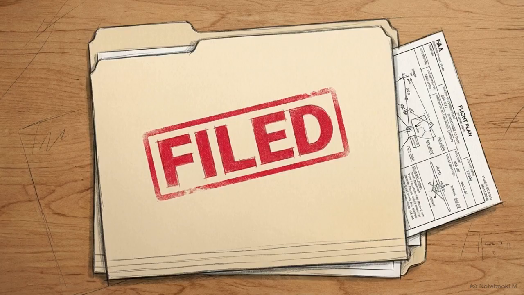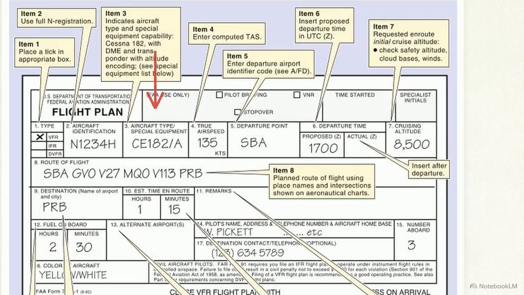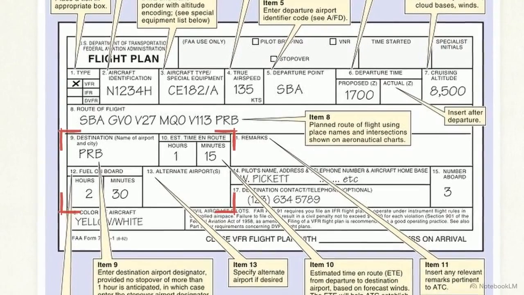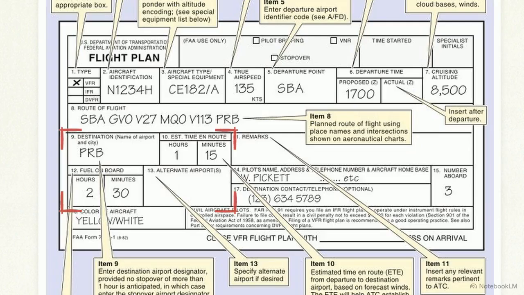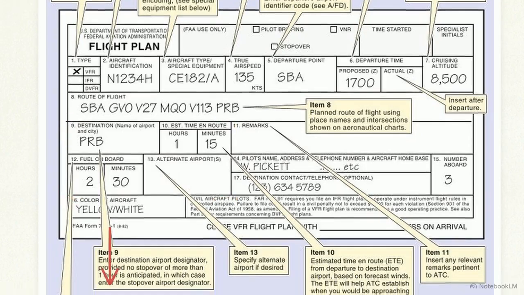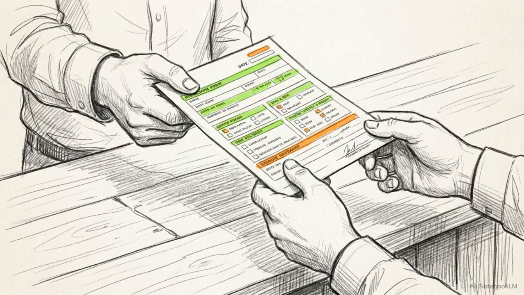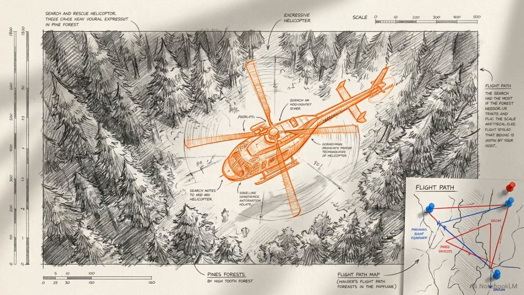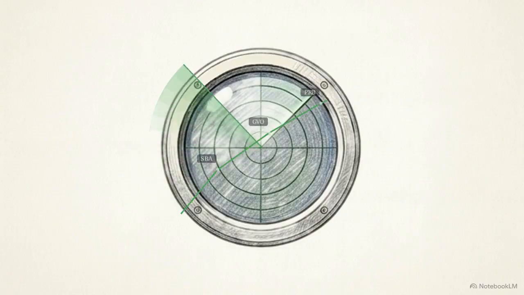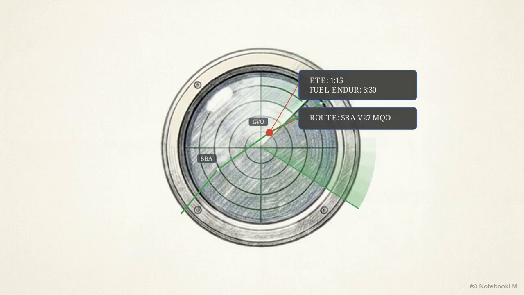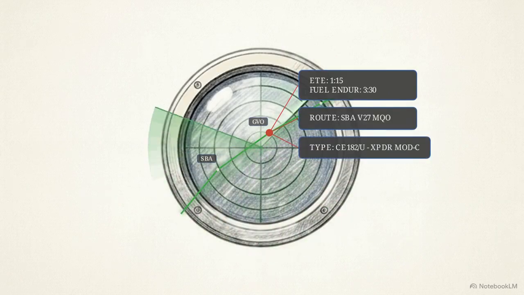This formal flight plan is the official record you will file with Flight Service. Enter your aircraft type and equipment suffix into Block 3. Set your initial cruise altitude in Block 7. In Blocks 10 and 12, enter time en route and total fuel. Fuel must be in hours and minutes, exceeding flight time by your mandatory reserve. Filling out this single sheet puts your intentions on the record. If an emergency happens and you fail to arrive, this form gives air traffic control and search and rescue the exact timeline, route, and equipment details they need to find you.